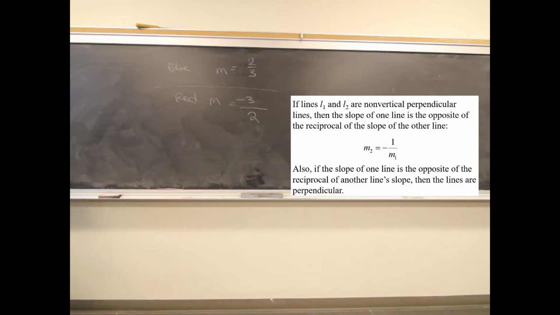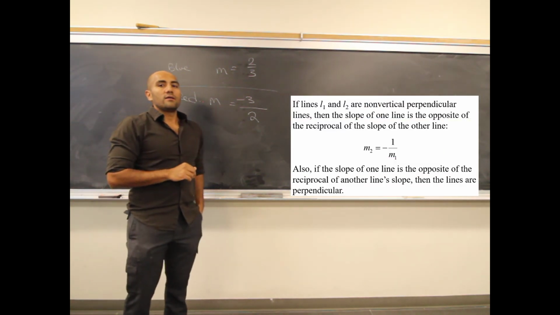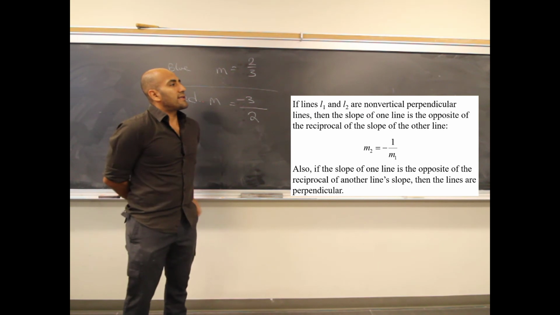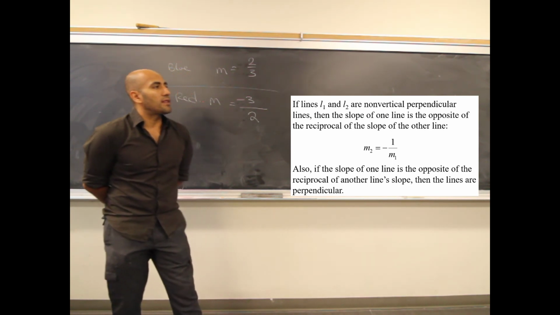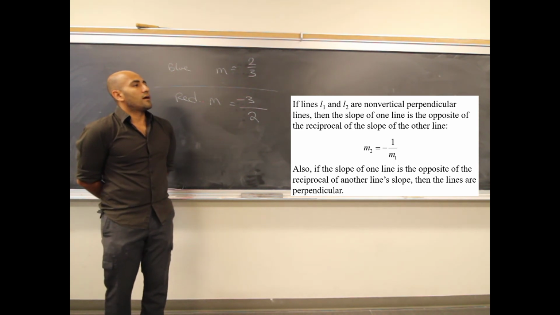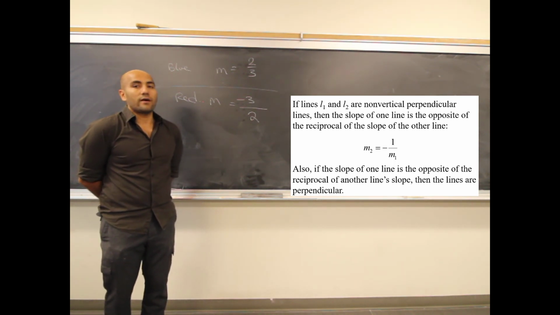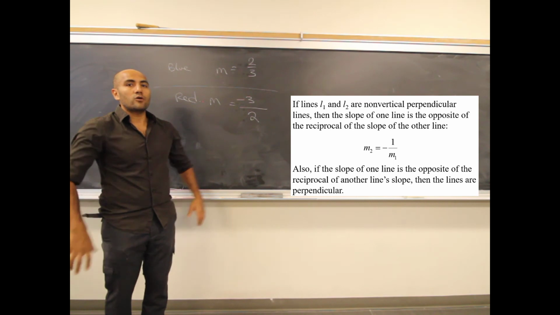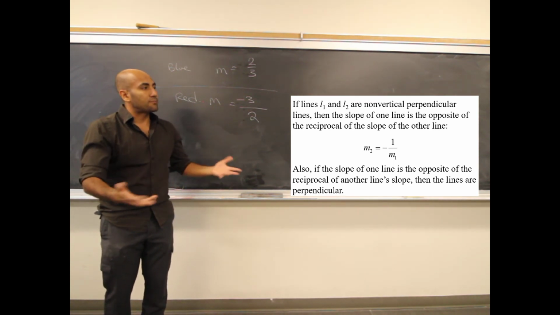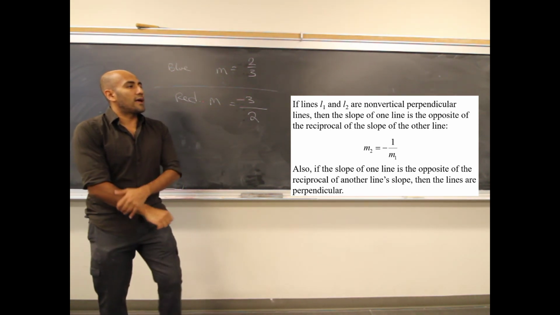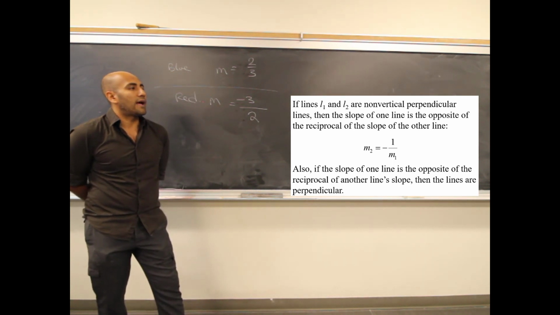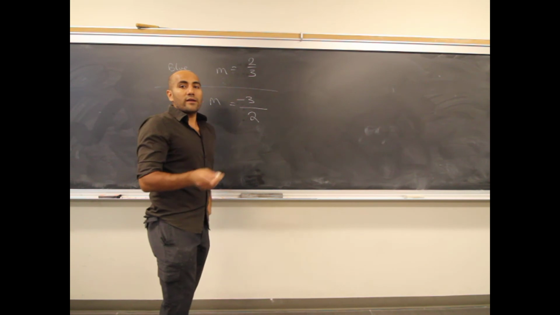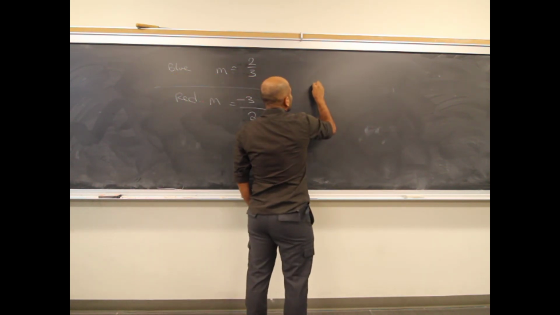And so in general, we can write it this way. So there's a couple of ways to write it. If lines L1 and L2 are non-vertical perpendicular lines, then the slope of one line is the opposite of the reciprocal of the slope of the other line. So negative reciprocals, the opposite sign and reciprocals. Also, if the slope of one line is the opposite of the reciprocal of the other line's slope, then the lines are perpendicular.